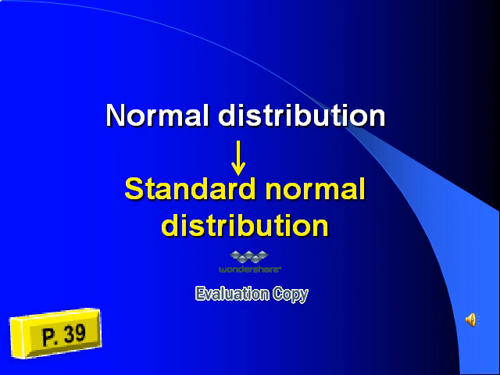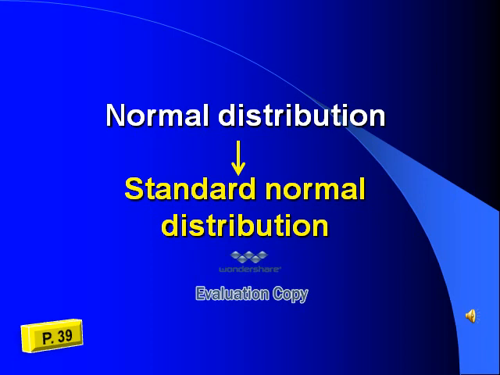But this method is not accurate, so we convert the normal distribution into the standard normal distribution. The standard normal distribution has the same characteristics as the normal distribution, but units in the normal distribution are sales volume, while units in the standard normal distribution are sigma. After the mean, there is 1 sigma, 2 sigma, 3 sigma. Before the mean, there is negative 1 sigma, negative 2 sigma, negative 3 sigma.